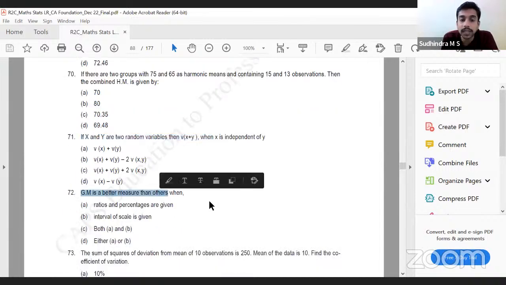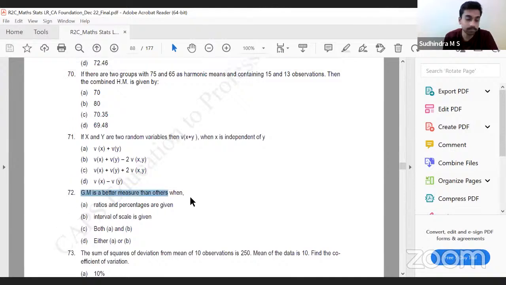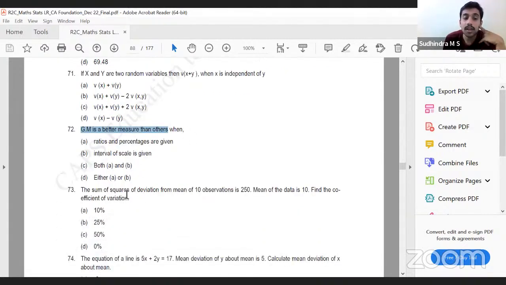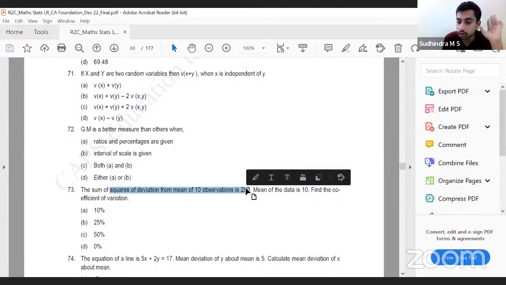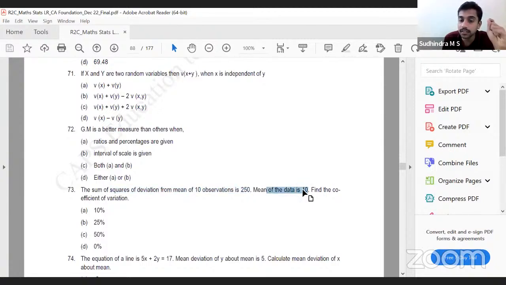Geometric mean is a better measure than others when ratios and percentages are given. Correct? We have already discussed this. It's the best measure when ratios and percentages are given. Next: sum of squares of deviation from mean of 10 observations is 250. Mean of the data is 10. Find the coefficient of variation.